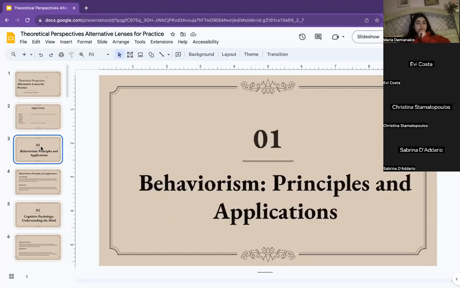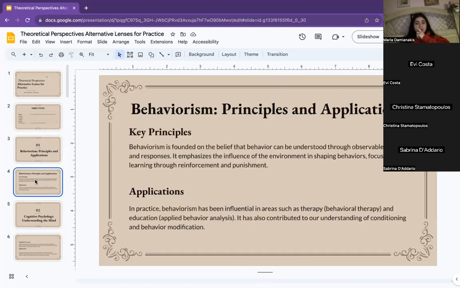Okay, number one. First, we're going to briefly talk about behaviorism, like a little introduction. Principles and applications. First we're going to look at key principles. We know that behaviorism is founded on the belief that behavior can be understood through observable stimuli and responses, and it emphasizes the influence of the environment in shaping behaviors, focusing on learning through reinforcement and punishment.